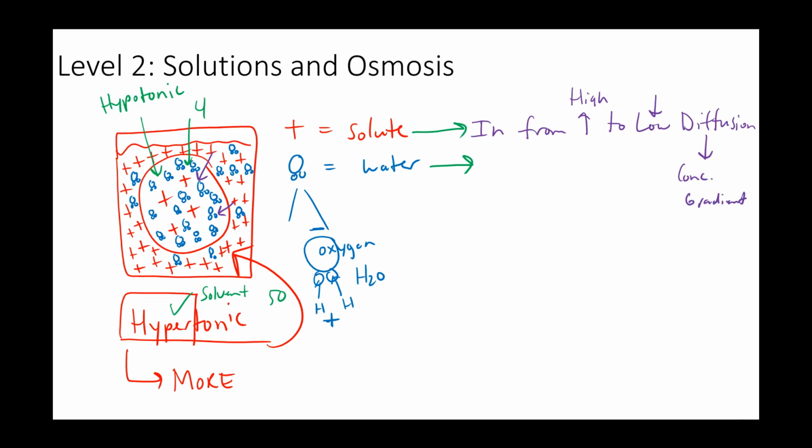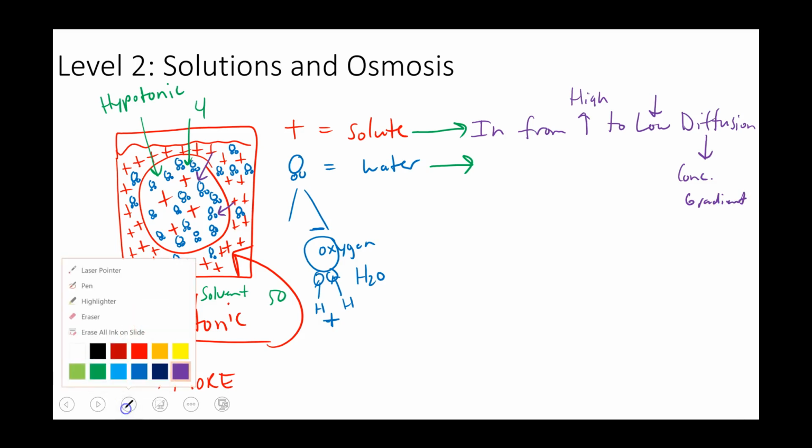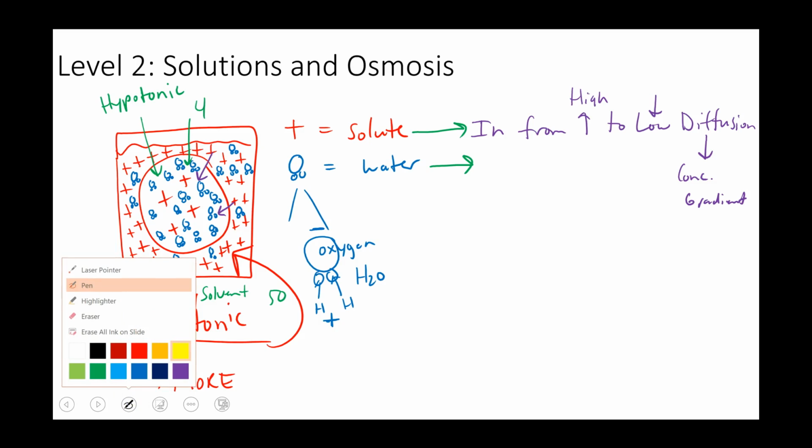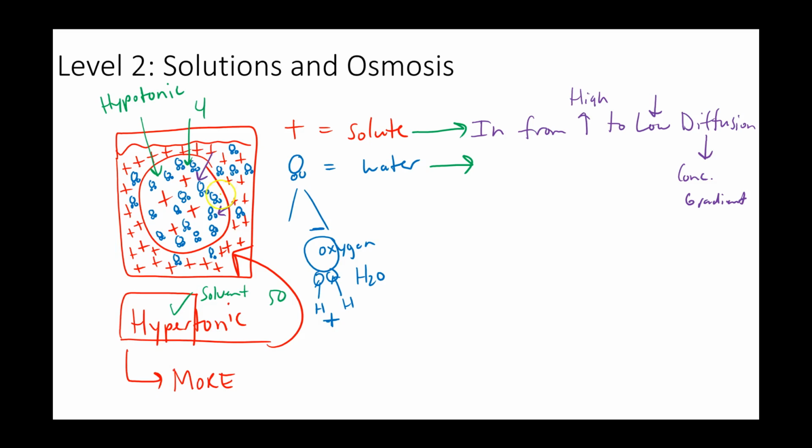The flip side to that is that there's more free water inside the cell that will want to come out. Okay, so the opposite will happen with this water molecule. It will also go from high to low via osmosis. Okay, but it's going to want to go out. So it's going to want to go in the opposite direction of the solute.